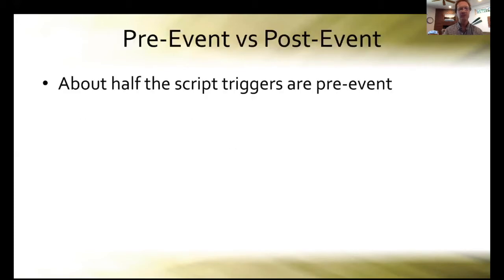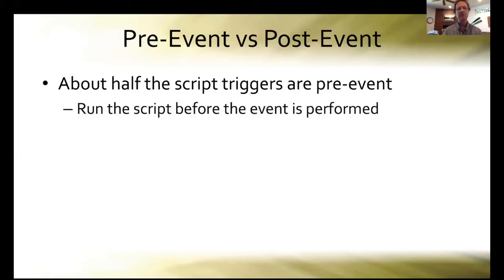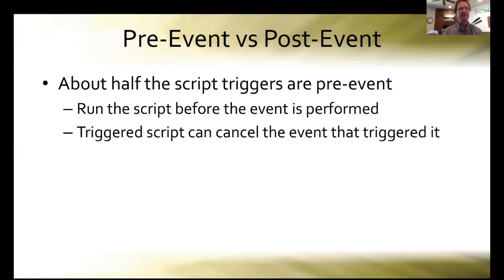About half the script triggers are what we call pre-event script triggers, okay? Which means that they run the script before the event is performed. Now, that might make your head spin a bit because on a real timeline, an event that triggers something always happens before the thing that's triggered. However, with these pre-event script triggers, the triggered script can actually cancel or prevent from happening the event that triggered it. Let's walk through the sequence.